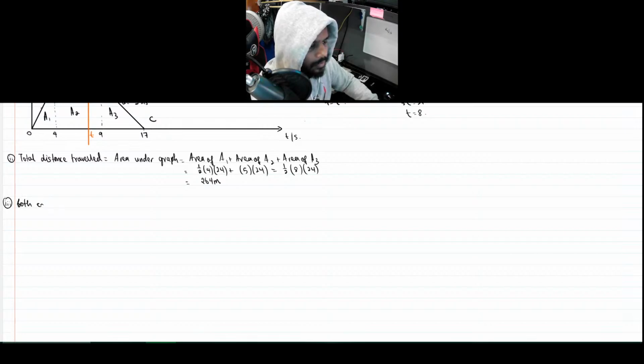Both cars will meet when their distances are the same.